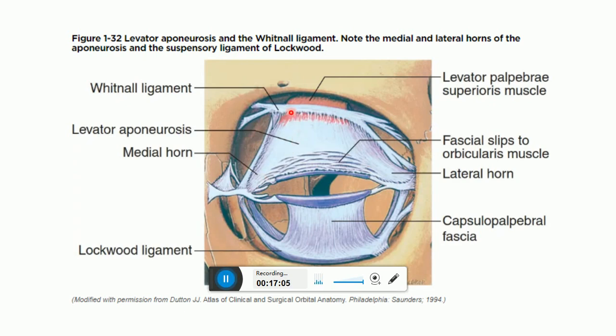Another point is that at this ligament, the levator muscle's anterior-posterior vector changes to a superior-inferior vector towards the aponeurosis. Now this is the levator aponeurosis, and it is actually the tendon of the levator muscle. It is 14 to 20 millimeters in length and has many attachments to the eyelid and surrounding orbit.